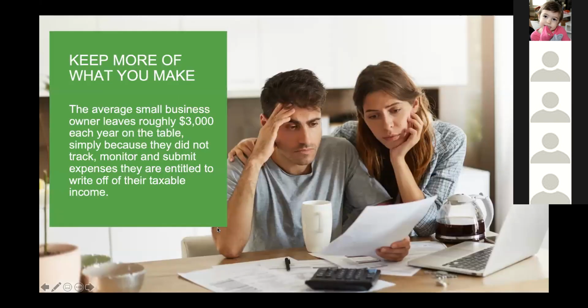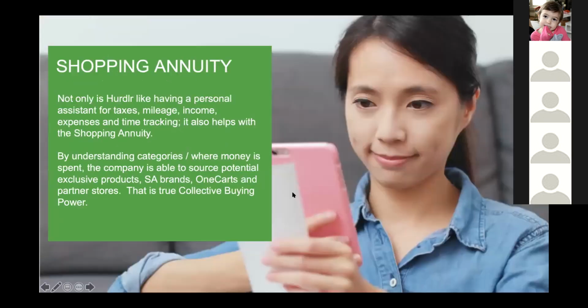Right? So essentially the goal is to keep more of what you make. We already kind of touched on this. The average small business owner is leaving at least $3,000 a year on the table, just simply because they were not organized and did not keep track of all of their expenses and their mileage. So having a system to do this for you is just business 101.